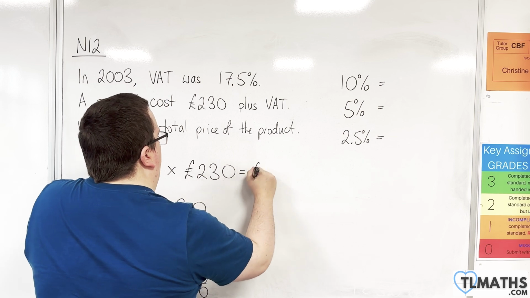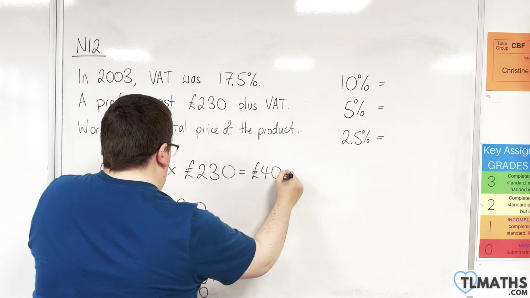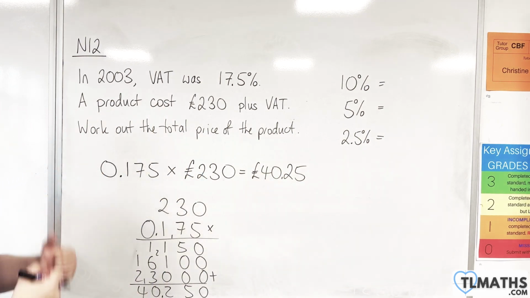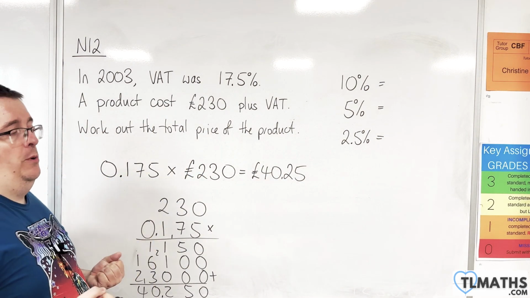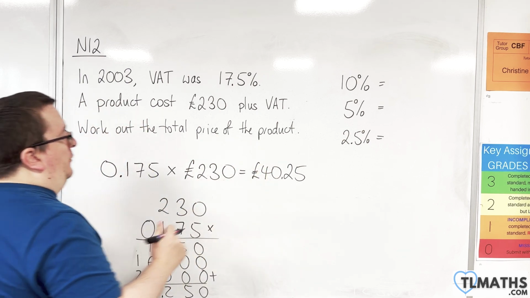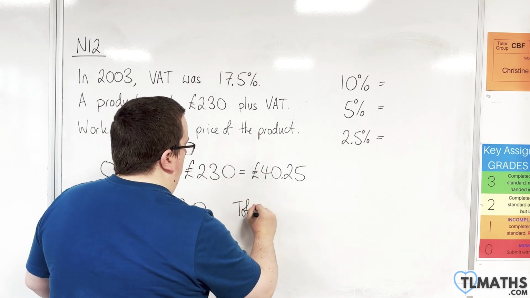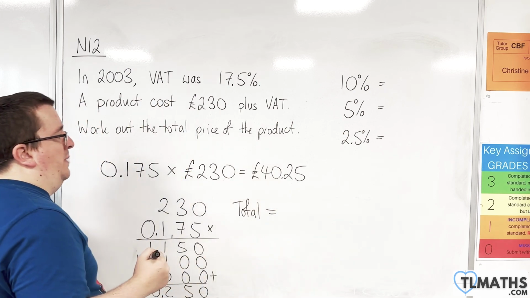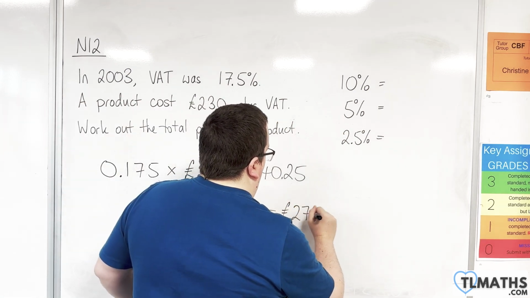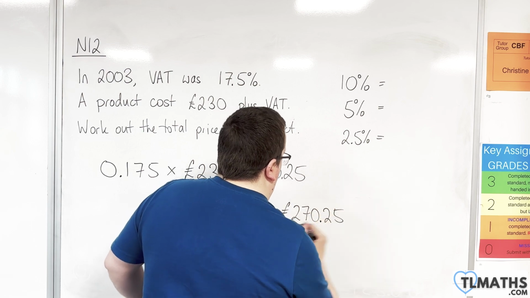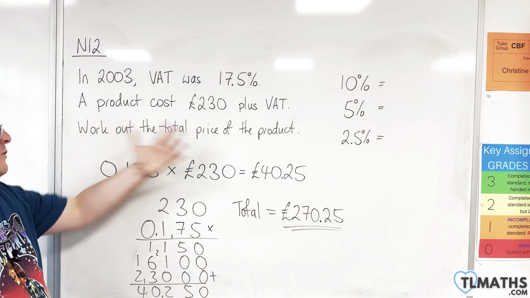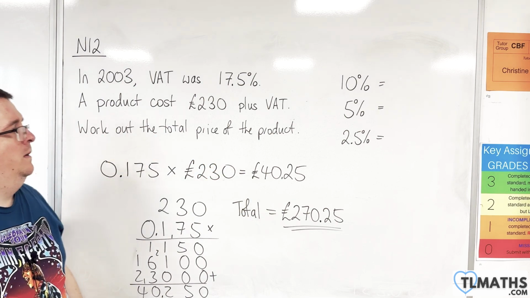So this is £40 and 25 pence, and that has to be added on to the £230 because it's £230 plus the VAT. So the total is going to be £270 and 25 pence. Okay, that would be the total that the person would have to pay for the product.